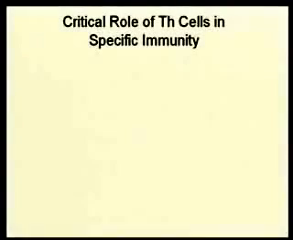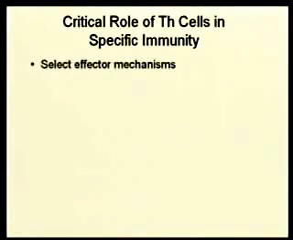So you've heard a lot about T helper cells and how they play a critical role in determining the immune response. First of all, they can select which effector mechanism is going to take place. So is it going to be a humoral immune response, so an antibody response, or is it going to be a cell-mediated immune response? They play a role in deciding which one of those arms of the immune response is going to be initiated.